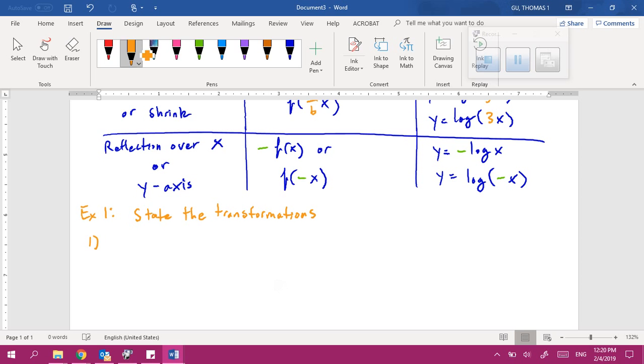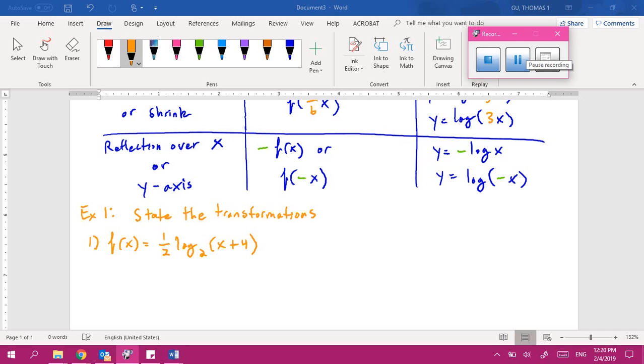And our first example is going to say f of x equals 1/2 log base 2 of x plus 4. I'm not sure if you guys will remember this or not, but what's the base here? 2. That does not signal a transformation, right? The base will just change your starting points of the parent function. Because remember, the parent function for log and exponential needs a base, and that base only changes your starting points, but it doesn't do anything for transformations, all right?